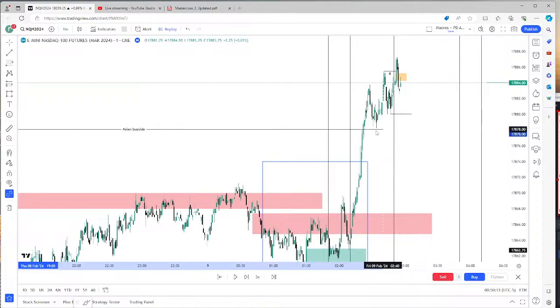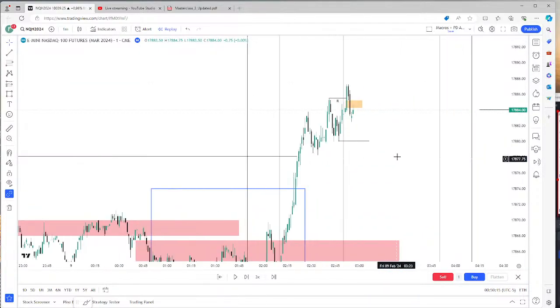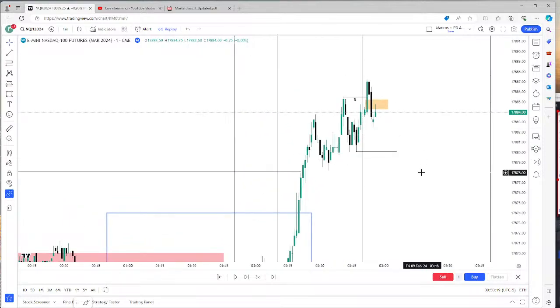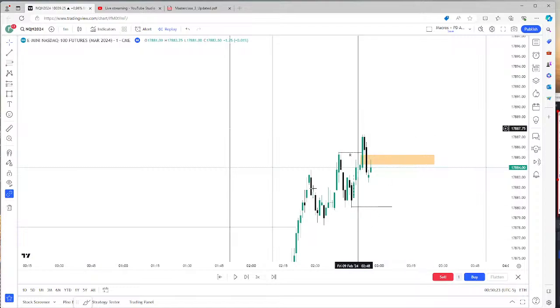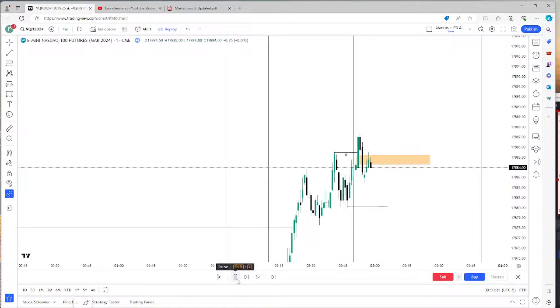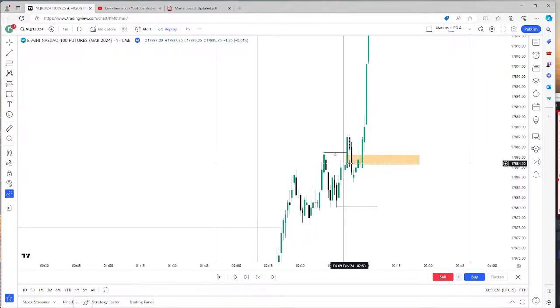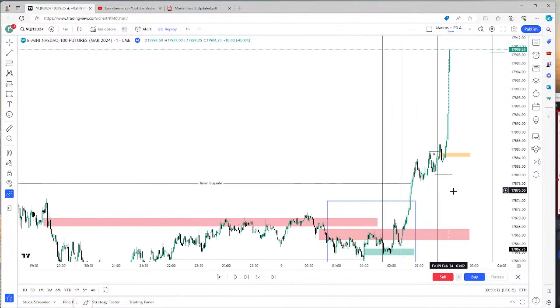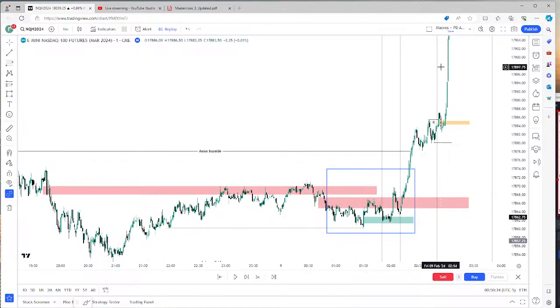Now, I called this in my Discord as well. I said, if we're going to go down now, it's going to be the 3 drives pattern or nothing. If this inversion fair value gap is disrespected, we're probably going to go much higher. And what happens? We disrespect this inversion and we push up higher. Now, this price activity is crazy. That is extremely crazy movement for London session.